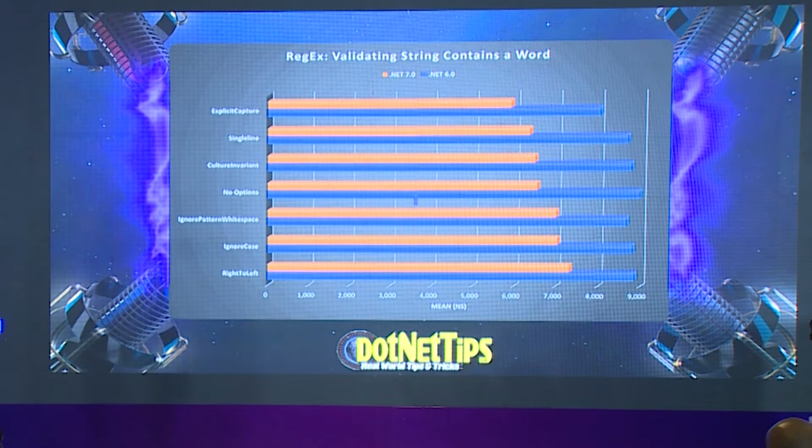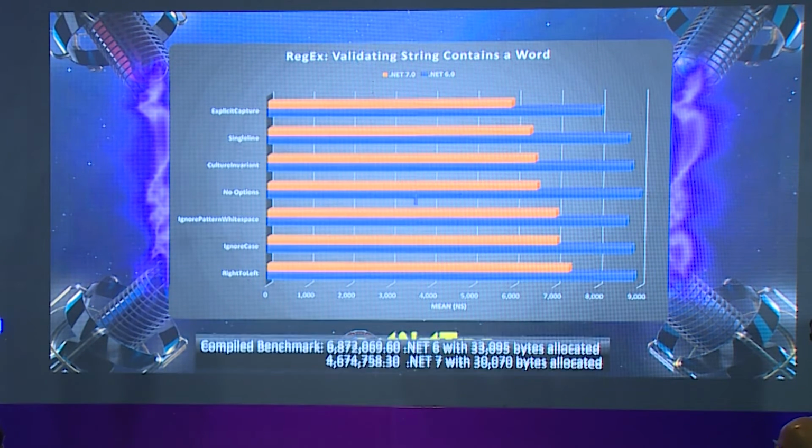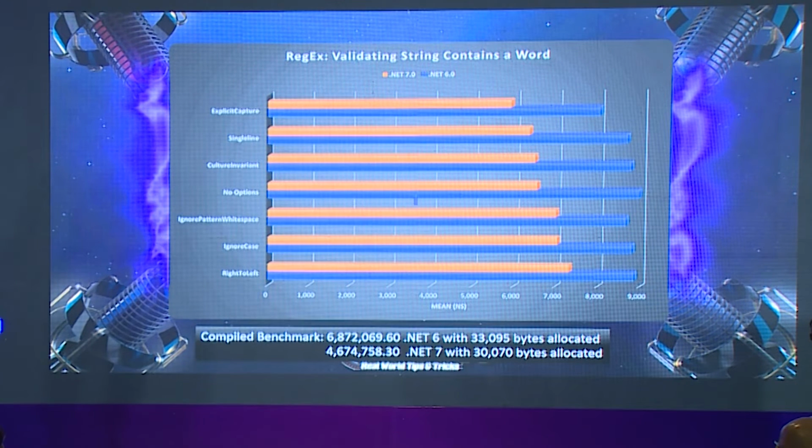But remember those numbers. All those numbers are about 6 to 9,000 nanoseconds, okay? And the compiled one is over 6 million nanoseconds, so don't use that one this way. It skewed the graph so bad I had to take it out because it was so much different.